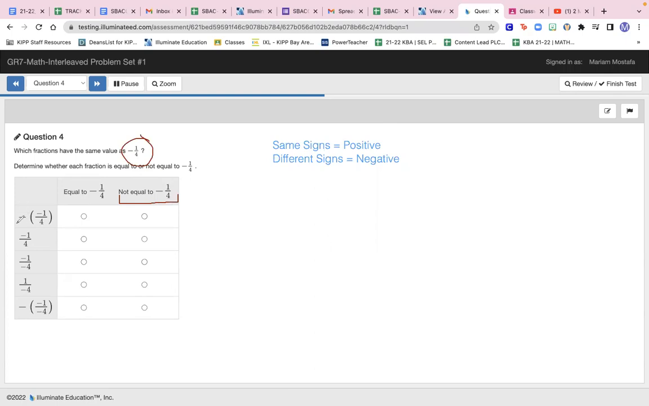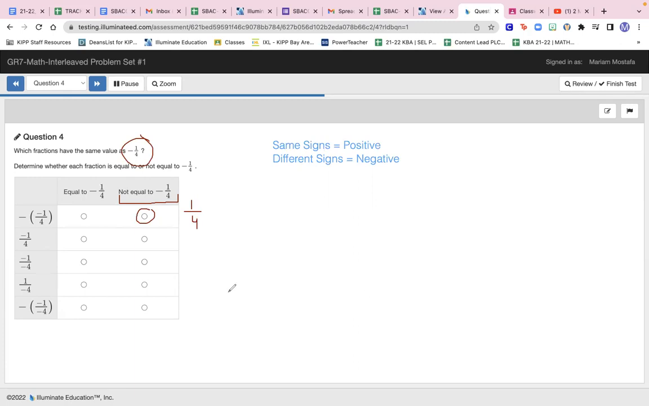So first we're going to look at this negative. So here I have a -1/4. And because I have two negatives here, this is going to give me a positive. So this gives me a positive 1/4 because we have a double negative. So that's obviously not equal to -1/4.